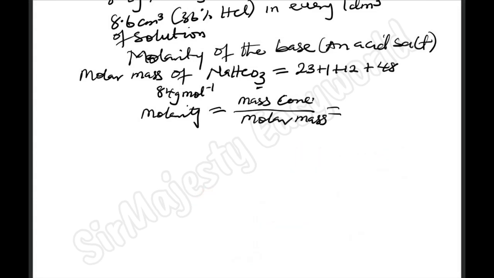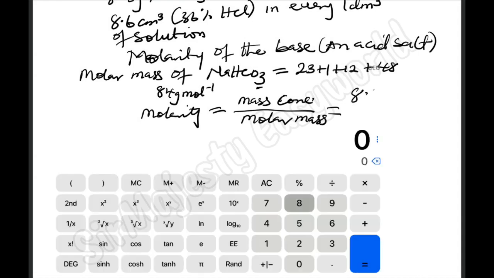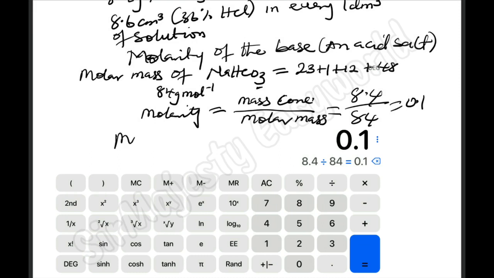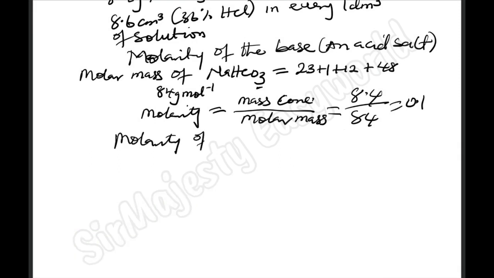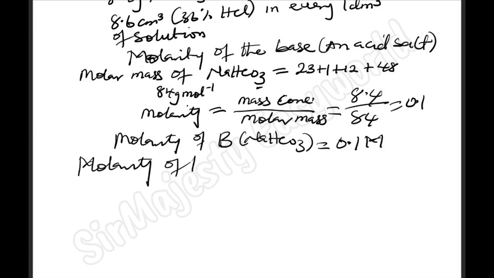Okay, so this is now established that we will write 8.4 all over 84, which will give us 0.1. So the molarity of B, which is a solution of sodium hydrogen trioxocarbonate 4, is automatically 0.1 mole per dm cube. We can use capital M, or you can write it as mole per dm cube. So now let us see the molarity of the acid in question, which is actually HCl.